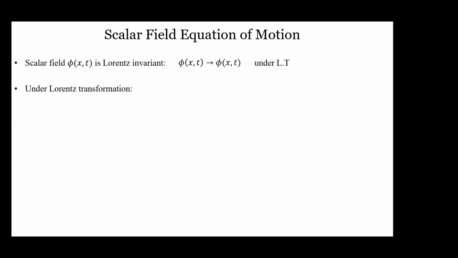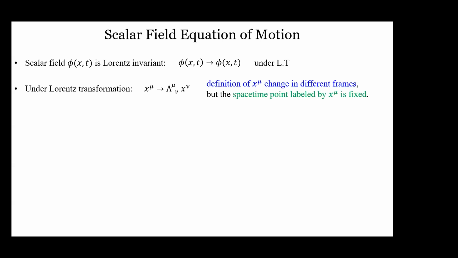And we know that spacetime coordinates change according to this relationship. We have seen that at the end of the last lecture. Basically, you invoke a Lorentz transformation matrix in front of the spacetime coordinate vector, and it gives you the transformed vector. So the x mu change in different frames. The definition changes in different frames, but actually the spacetime point itself is not going to change. It remains the same.